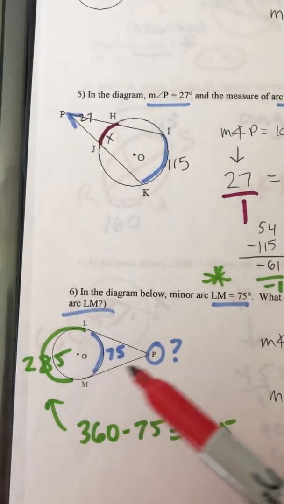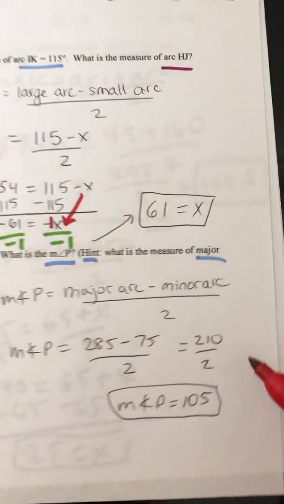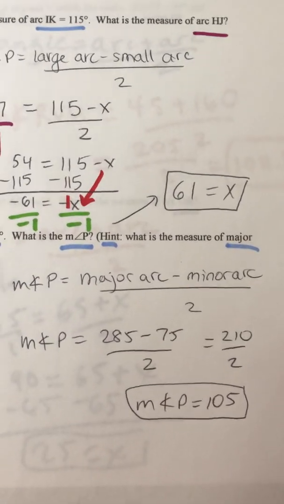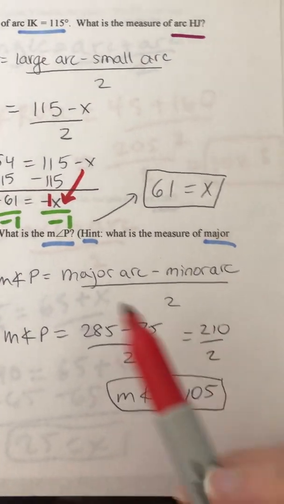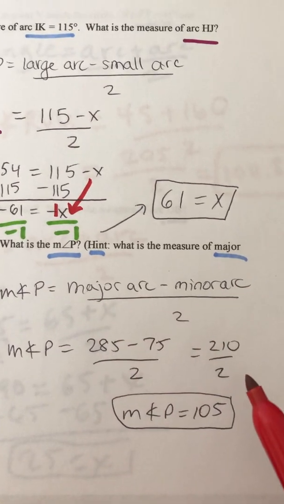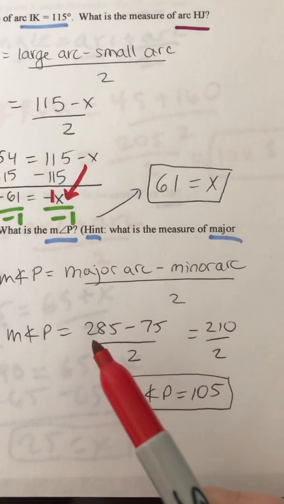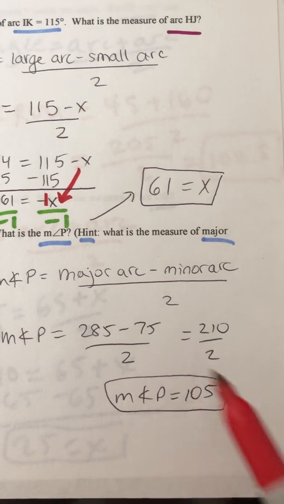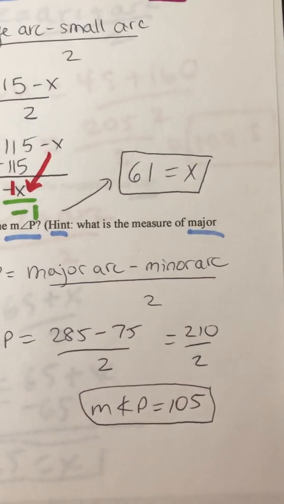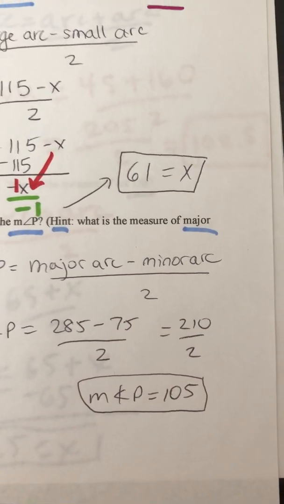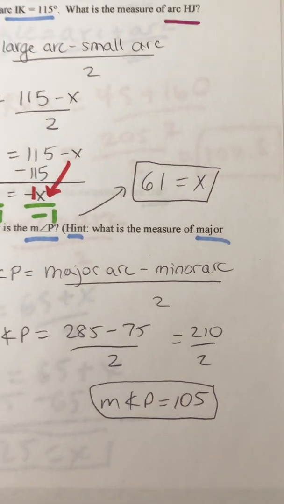Now we can use the 285 and the 75 to plug into the formula. The measure of angle P is the major arc minus the minor arc, still like the idea of large minus small, and then divide by 2. 285 minus 75 divided by 2. Do the numerator first, you get 210. 210 divided by 2 is 105, so the angle is 105 degrees.